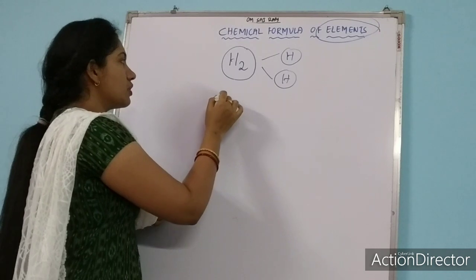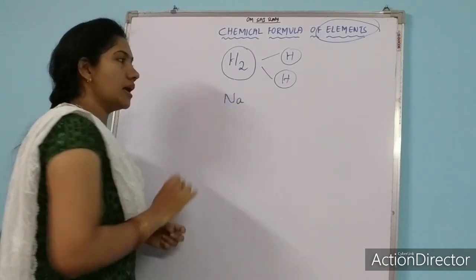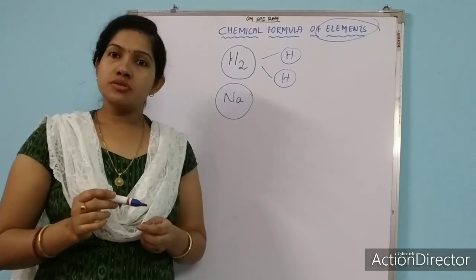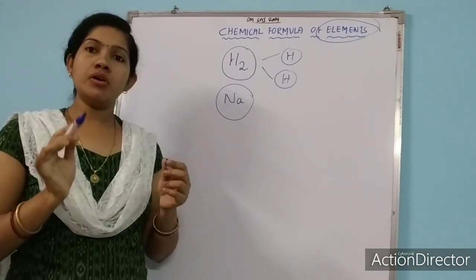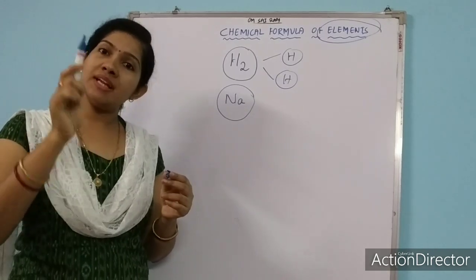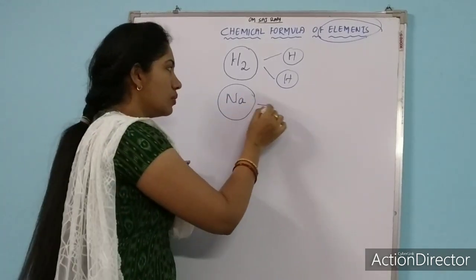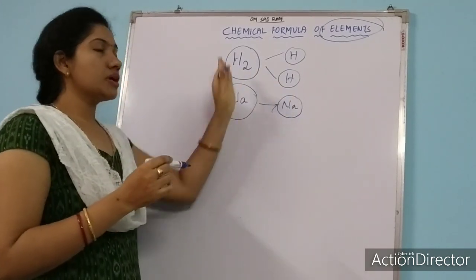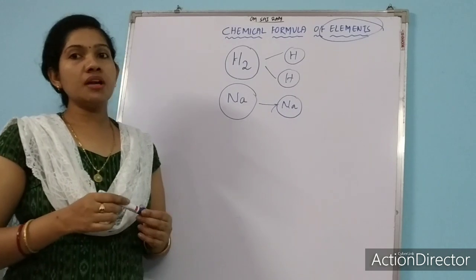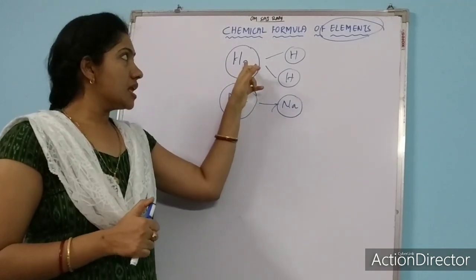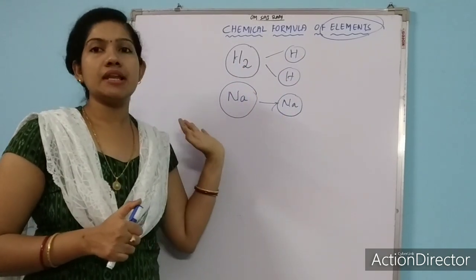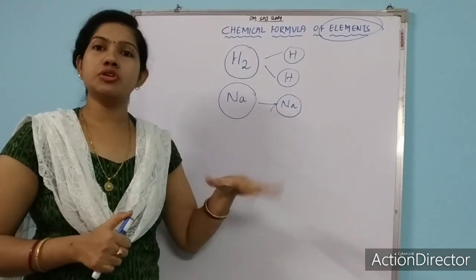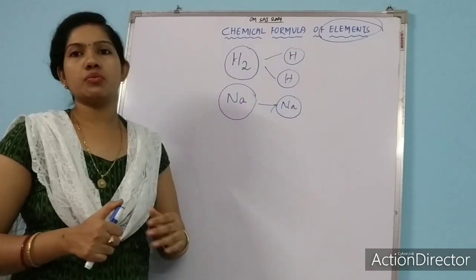Again we can talk about Na. What is Na? Na is sodium. A sodium element is made up of only a single atom, that is only a sodium atom. So this is all about the chemical formula. The chemical formula is to represent the number of atoms present in an element, or the number of atoms present in a molecule. We are talking about the chemical formula of an element.